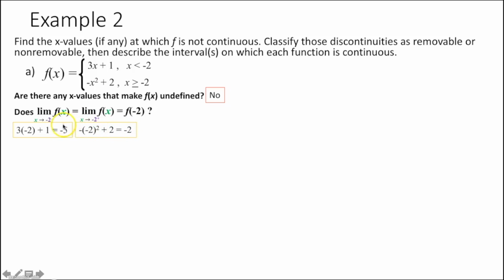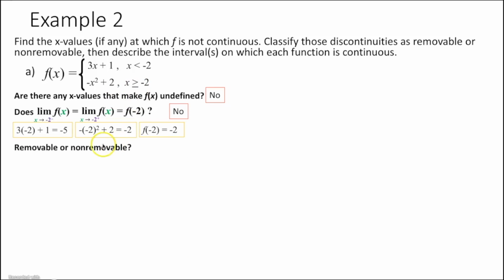Now you can already see that these two limits do not equal, but if you want to continue on, f of negative 2 is just taking the function and plugging in negative 2 where x is equal to negative 2. So again, that is this part of the piecewise function because this has the little line underneath. And we see that f of negative 2 is equal to negative 2 because this was as well. Now, because the limit as x approaches negative 2 from the left does not equal the limit as x approaches negative 2 from the right, we're going to have a jump discontinuity at x is equal to negative 2.